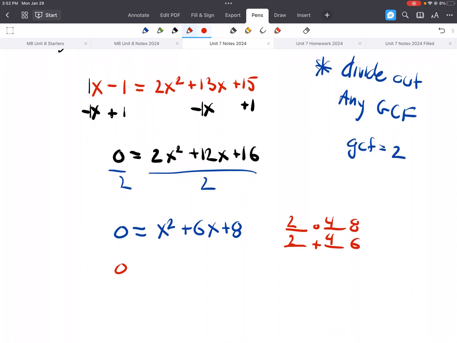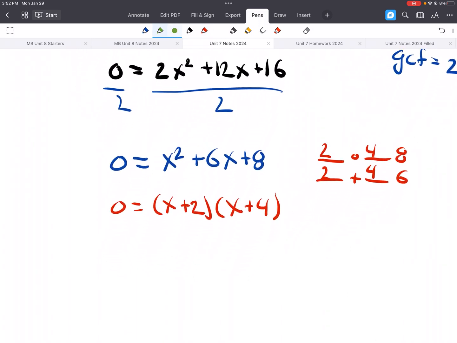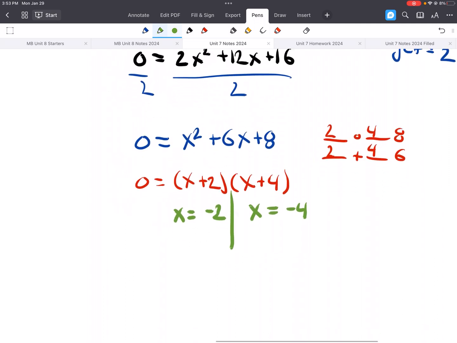So we'd have 0 equals (x plus 2)(x plus 4). Okay, so then we're trying to find the solutions, what x needs to be for each of these binomials to be equal to 0. So here x would have to be negative 2, and on the other side x equals negative 4. Okay, for the same reason that we talked about previously.